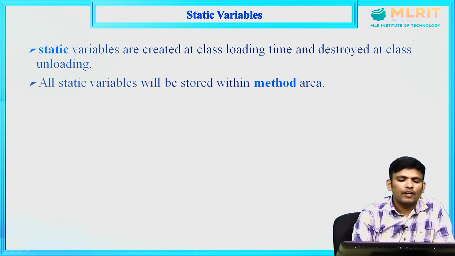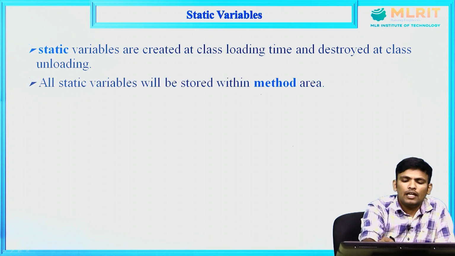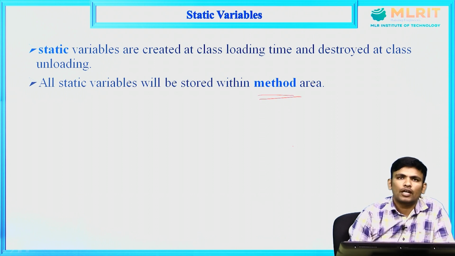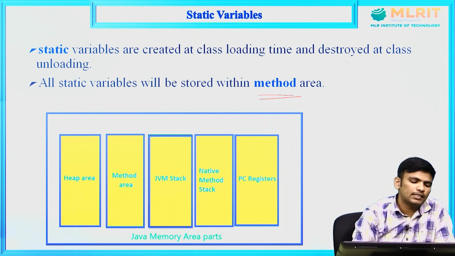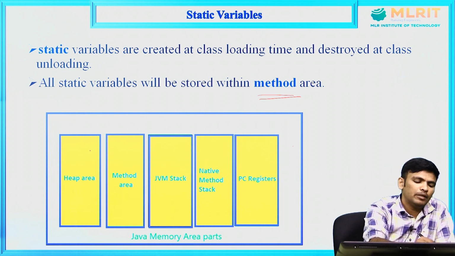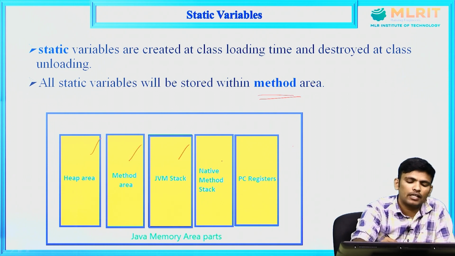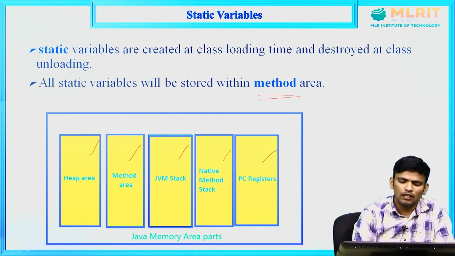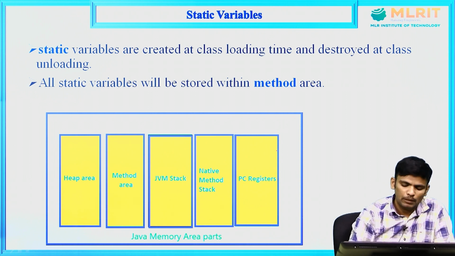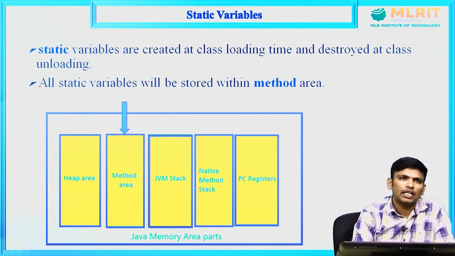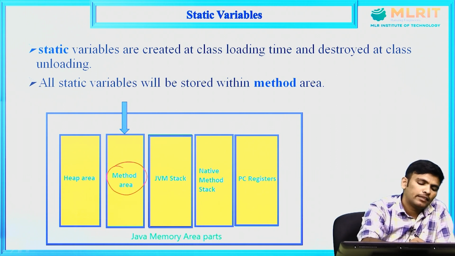All static variables are stored in the method area. As we know, the JVM has different memory areas: heap area, method area, JVM stack, native method stack, and PC registers. Where will your static data be stored? It may be static variables, static method data, or static block data. All static data, all static variable data, will be stored in the method area.